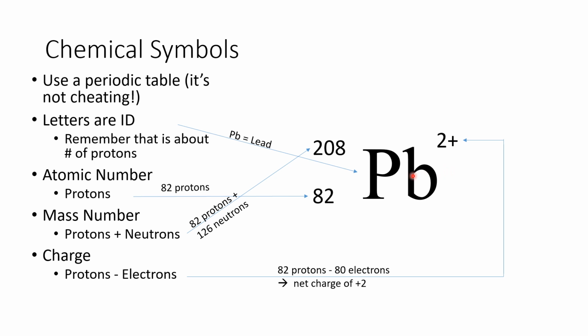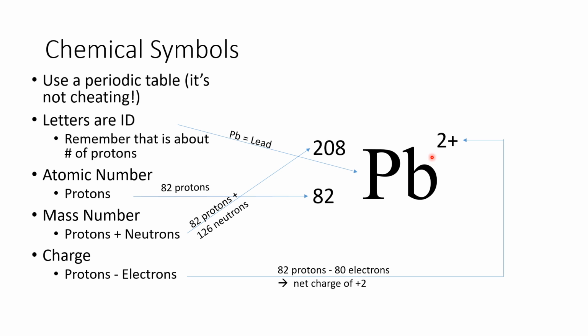Okay, so a neutral atom of lead, well, we know it has 82 protons because it's lead. A neutral atom would have to have 82 electrons orbiting around it also in order to balance out the charge. 82 protons with positive charges each, then 82 electrons with negative charges each, and they balance out.